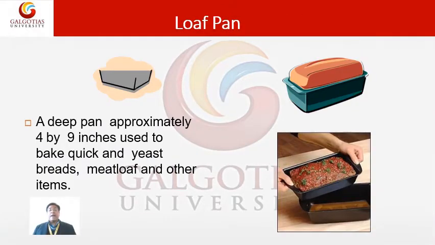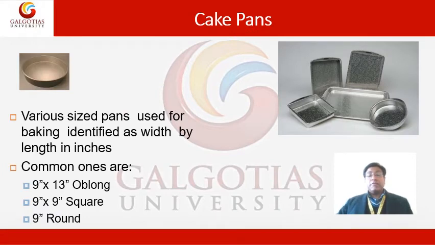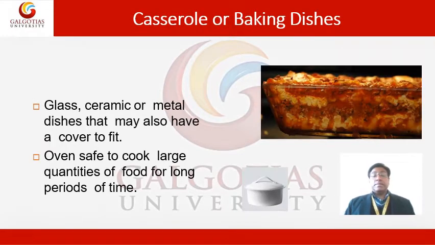Then we have a loaf pan. A loaf pan is a deep pan, approximately 4 by 9 inches, to bake quick breads and yeast breads basically, and it can also be used to bake meat loaves and other items. So this is a loaf pan. Then we have cake pans. Cakes of different shapes and sizes can be baked in these cake pans used for baking, and they can be square, oblong, round, of different sizes.